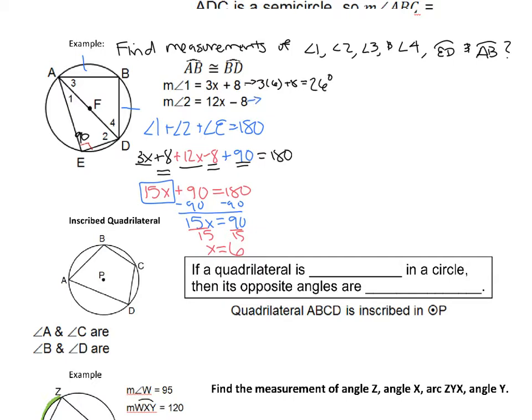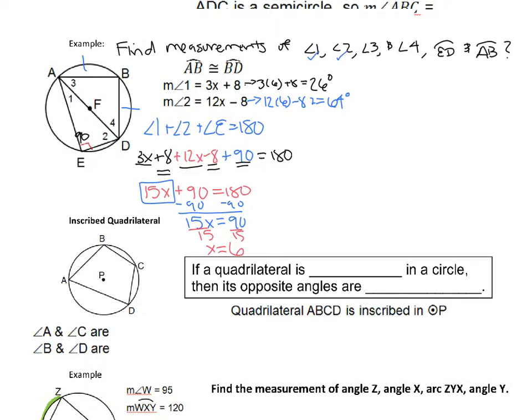And then I'll again plug in the value of 6 for x. So you get 12 times 6 minus 8. So 12 times 6 is 72. Take away 8 is 64 degrees. So we just figured out angle 1, check, angle 2, check.